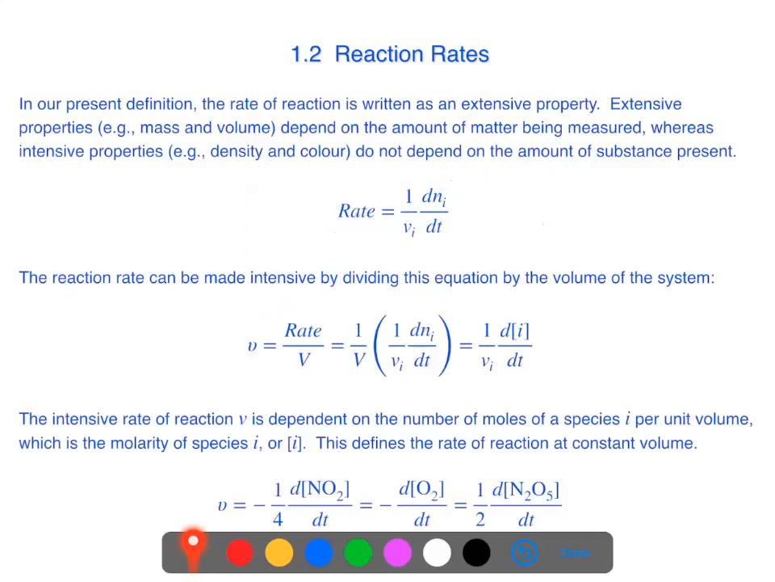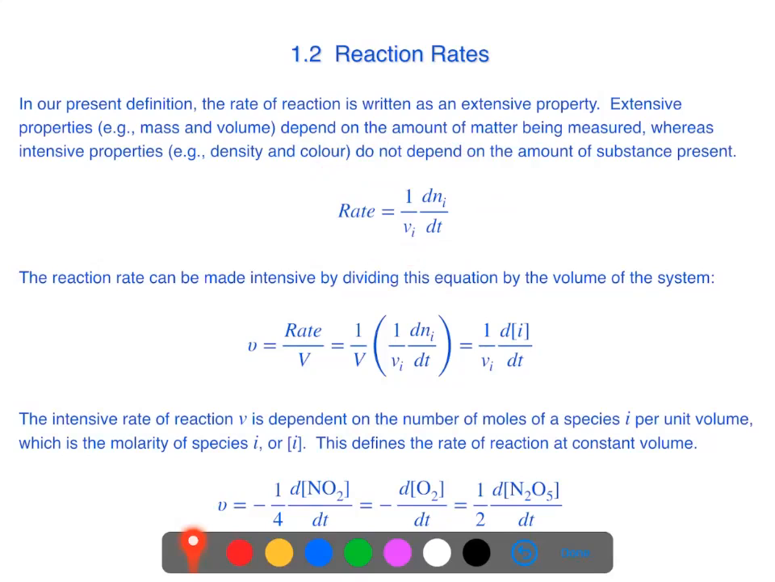Now in our present definition, we've expressed the rate of a reaction as an extensive property. Extensive properties, such as mass and volume, depend on the amount of matter being measured, whereas intensive properties, such as density and color, do not depend on the amount of substance present. So we've shown the rate as being equal to 1 over that stoichiometric coefficient multiplied by the derivative of the change in the number of moles with time.